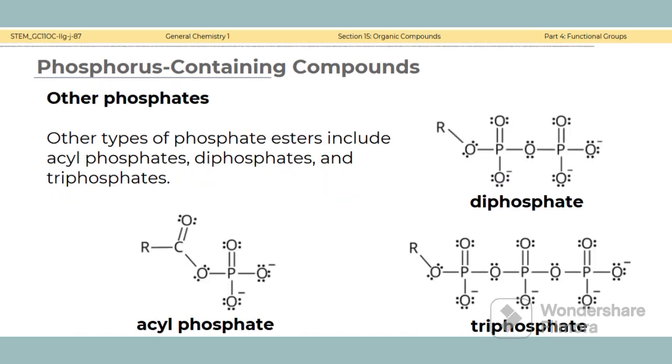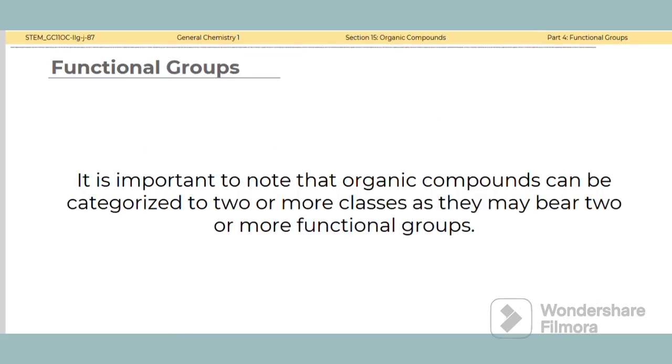Other phosphates. Other types of phosphate esters include acyl phosphates, diphosphates, and triphosphates. For functional groups, it is important to note that organic compounds can be categorized into two or more classes as they may bear two or more functional groups.